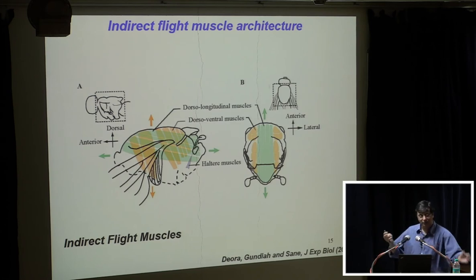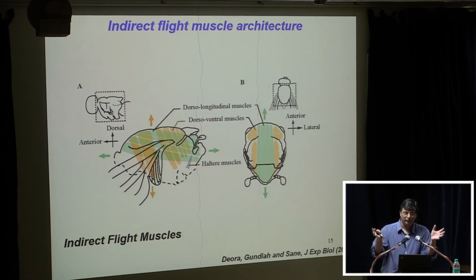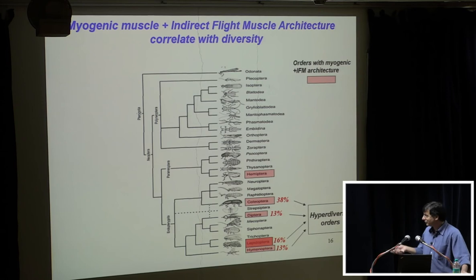The indirect flight muscle architecture is just this. This is the idea that muscles don't directly connect to the wings, they connect to the thorax, the inner shell of the thorax, and they are actually moving the inner shell of the thorax, okay? So if you combine the two, you have this combination that allows you to raise the wing beat frequency, and that's what you're seeing here. And you see that immediately you start seeing the hyperdiverse orders. If hyperdiversity is a measure of success, then this has allowed insects to be more successful.